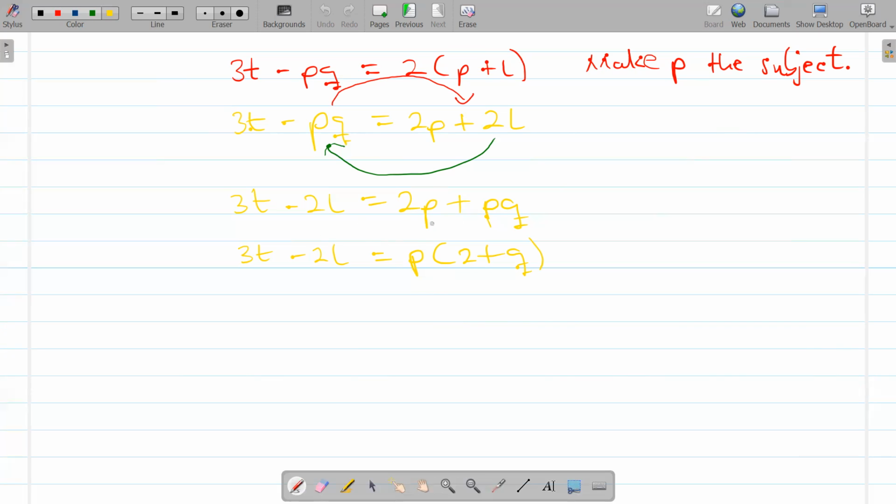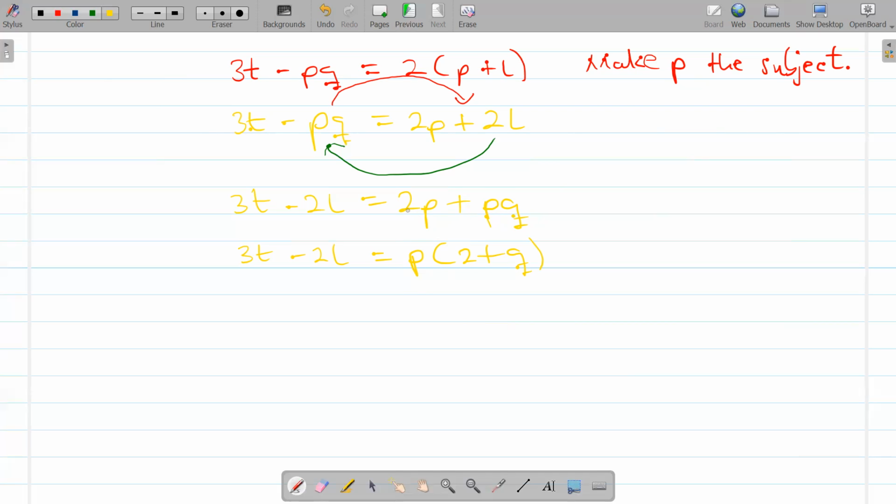So now we only need P to stand alone. That is, make P the subject. If you want to make P the subject, then it means the P should be factorized. It should come out. We cannot have P here. We only need one P. So if you need one P, this P comes out.